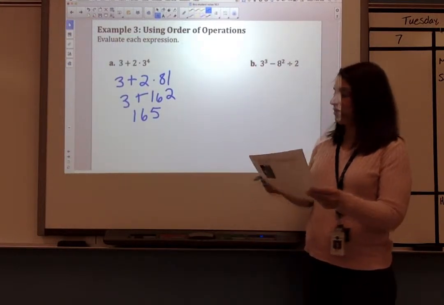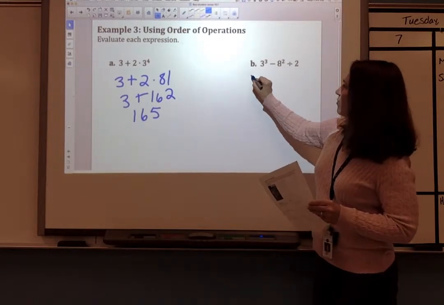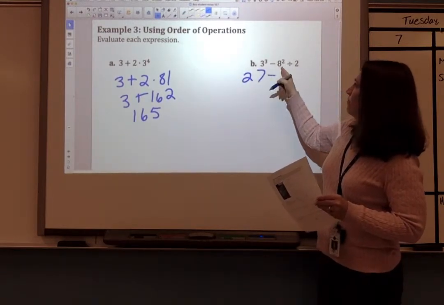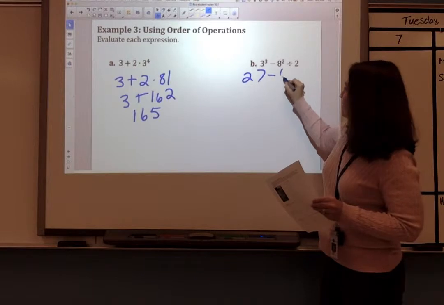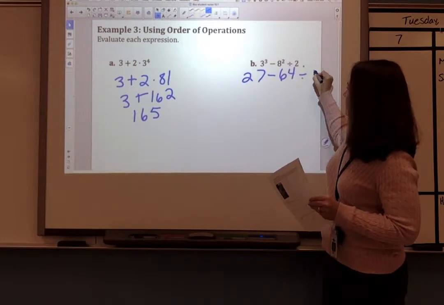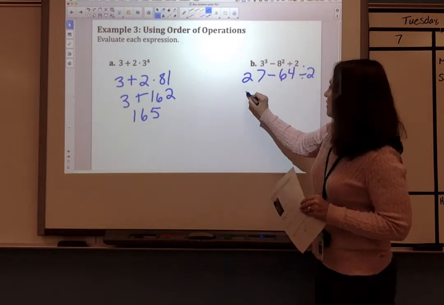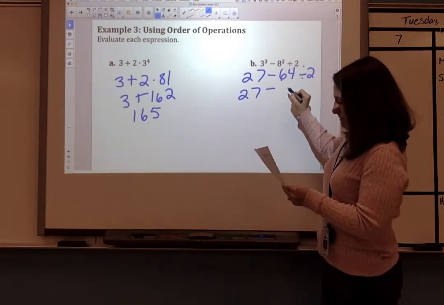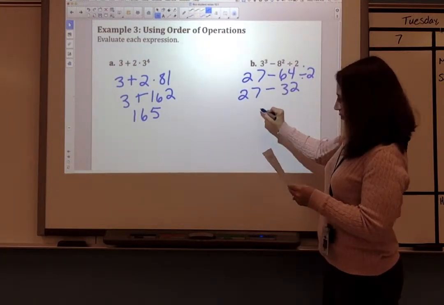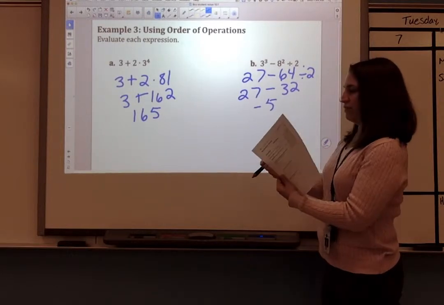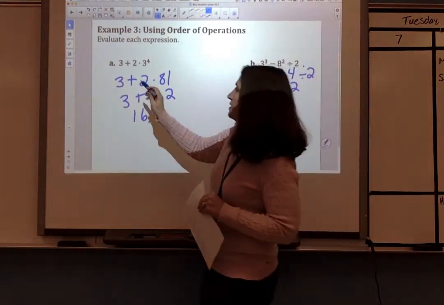All right, our next example, we have 2 powers. We can go ahead and do both of those at the same time. 3 to the 3rd power is 27, minus 8 squared is 64, divided by 2. We do division before subtraction, so that's 27 minus 32, which is -5. All right, one more example.